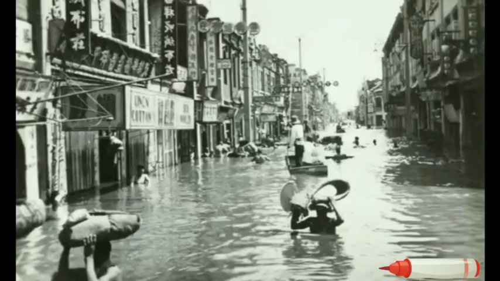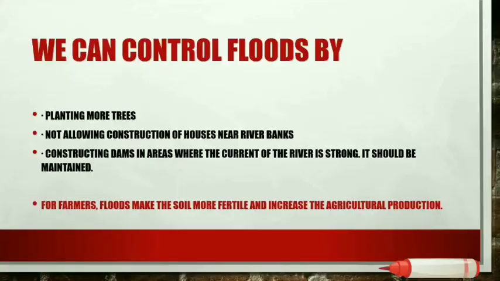Do you know? In 1931 in China, more than 40 lakh people died due to the flood. That was one of the most devastating floods in our history. We can control floods by planting more trees, not allowing construction of houses near riverbanks, and construction of dams in the areas where the current of the river is strong. It should be well maintained.